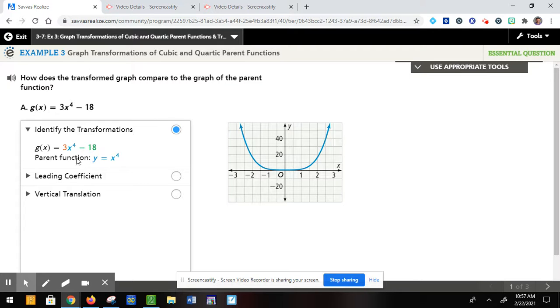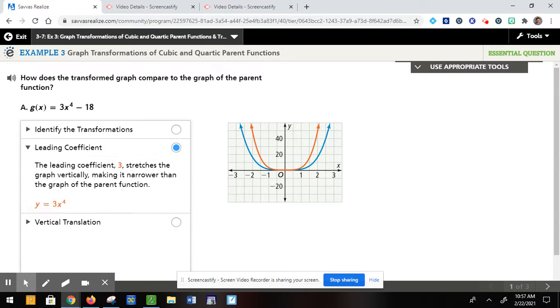All right. And then in relation to that parent function, how does the leading coefficient and how does subtracting 18 affect it? So the leading coefficient of 3 stretches the graph vertically. If it stretches it vertically, that also means it makes it narrower than the parent function. So that's why y equals 3x to the fourth is narrower than y equals x to the fourth.